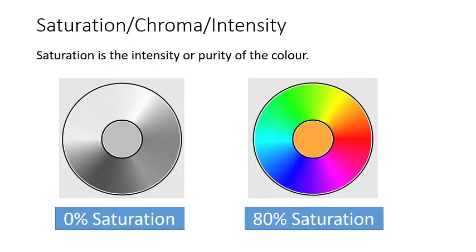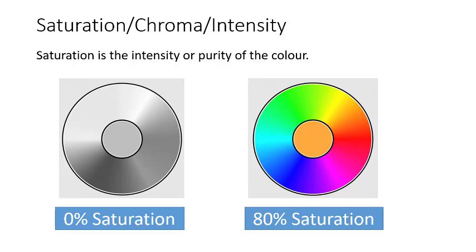Now saturation. Saturation is the intensity or purity of the color. Like I said earlier, hue is just the pure color, the original color, while saturation is the intensity or purity of the color. So the degree of the purity of the hue is what we call saturation. You can see this picture on the left. That is 0% saturated color. And we have the other one which is 80% saturated. So that is hue and saturation.